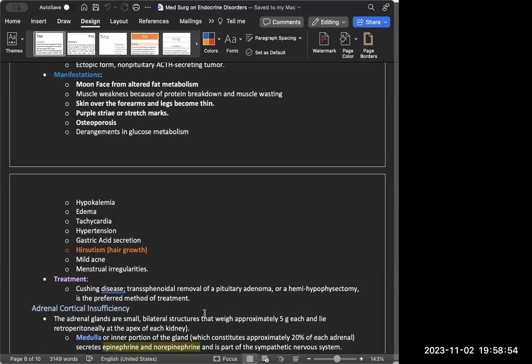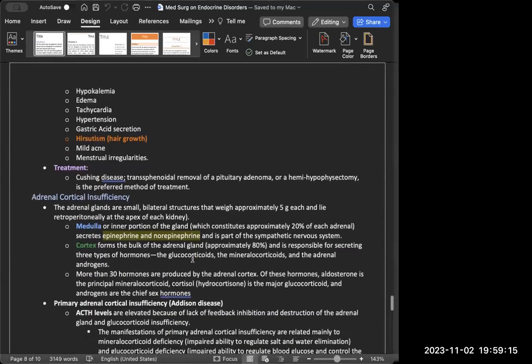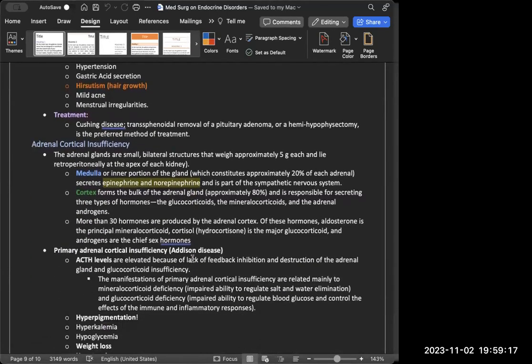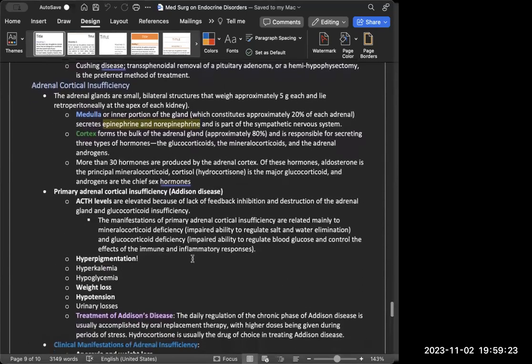It can also cause, I don't know how to say that word, that H word that I have in orange, but it means hair growth. Okay, they can have excessive hair growth, but the most common symptoms with Cushing's are that moon face, hair growth, the thin forearms, the striae or stretch marks, and osteoporosis. Okay. And treatment with Cushing's disease, right? Like I said, we're not giving them steroids. Okay, no steroid medications for these patients.